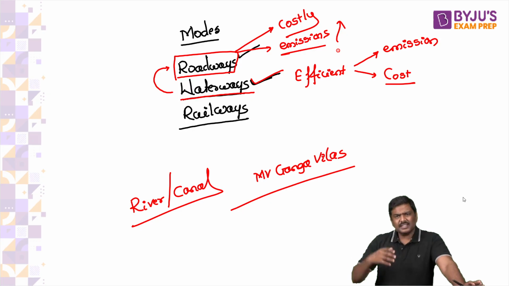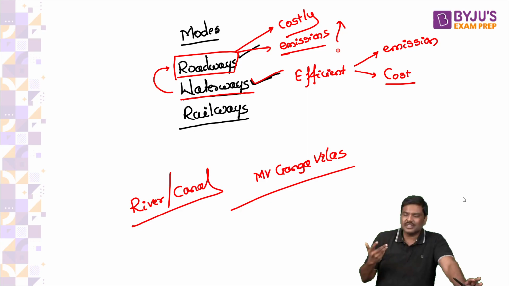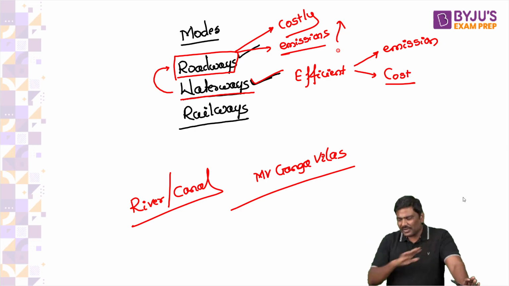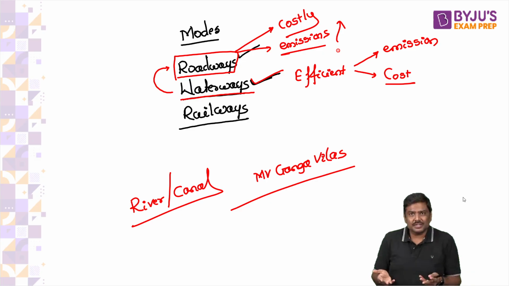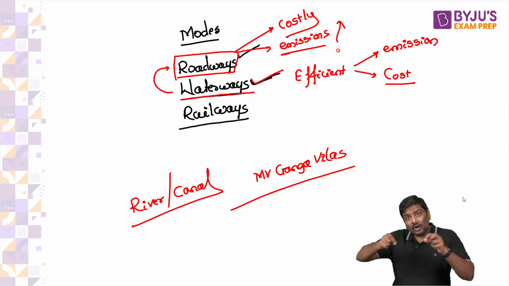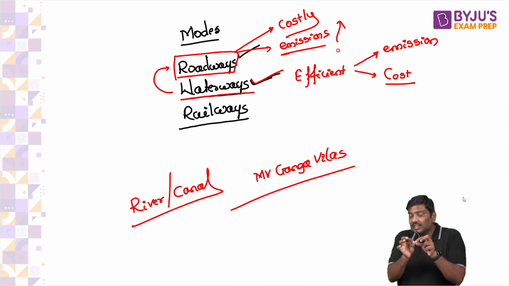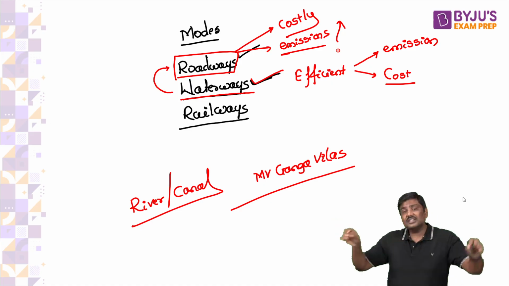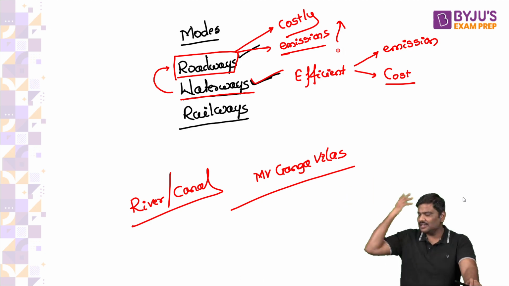And many of you are asking, sir, why is this happening? My dear, historically, we have not focused on waterways. That's it. The argument is very simple. Historically, we did not focus on and develop waterways. China, for example, the length of water that they can use for transportation is more than 1 lakh kilometers. In India, it is one-fifth of what China has.